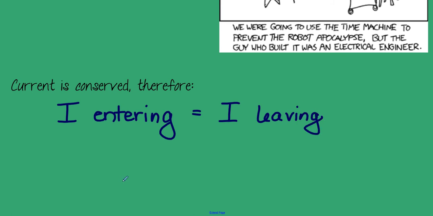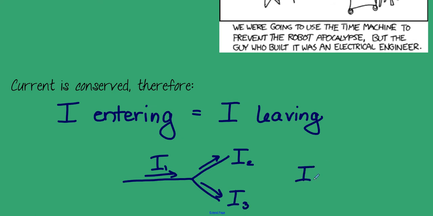In other words, if I have one wire and then it splits up into two wires, whatever current is entering here, let's call that I1, would be equal to the sum of the two currents that are leaving. Let's call those I2 and I3. So I1 would equal I2 plus I3. That's what we mean when we say that current is conserved.